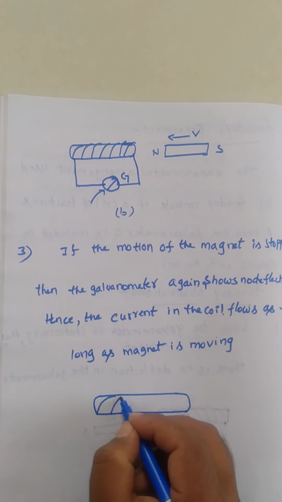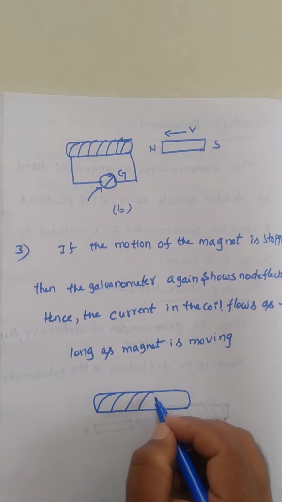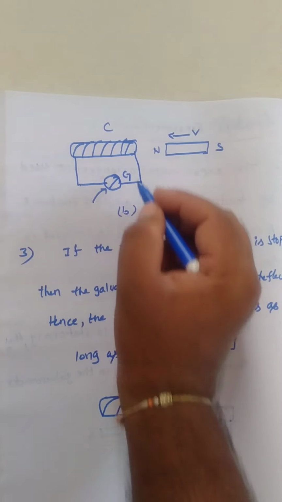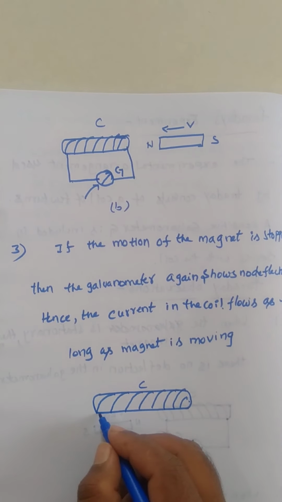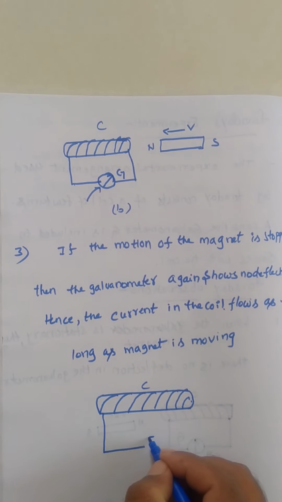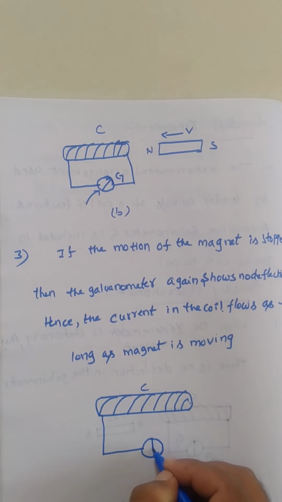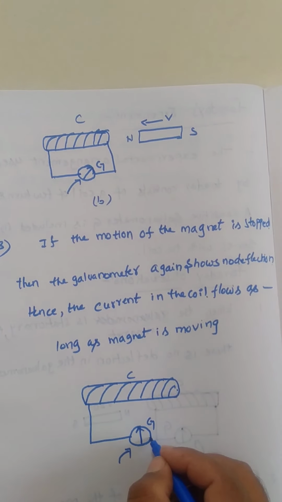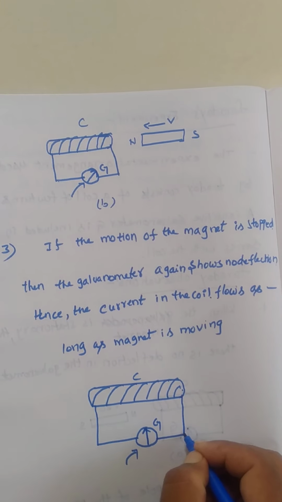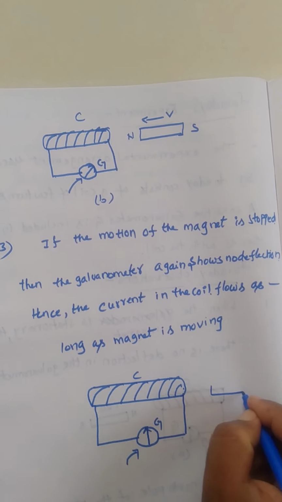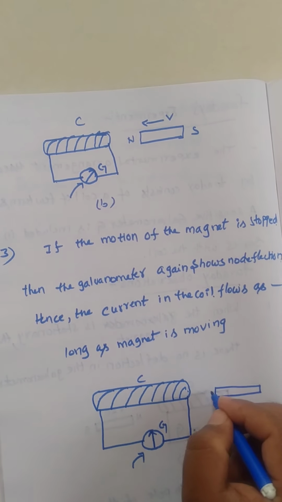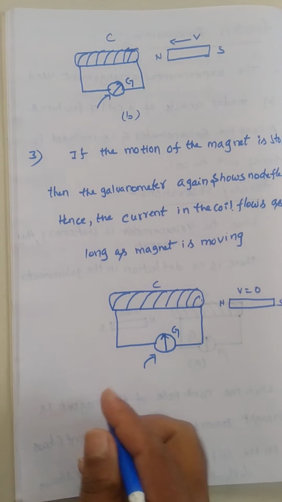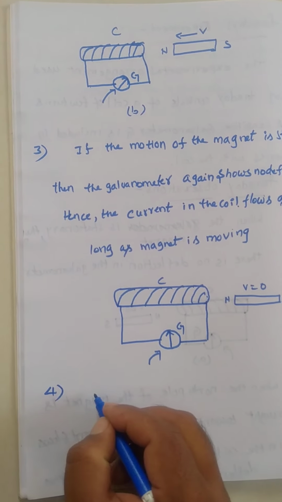See, a coil, and it is connected to the galvanometer. Again, here I represent a vertical line. Vertical means there is no deflection. And here I show a magnet, north and south, and the motion of the magnet is 0. Right?